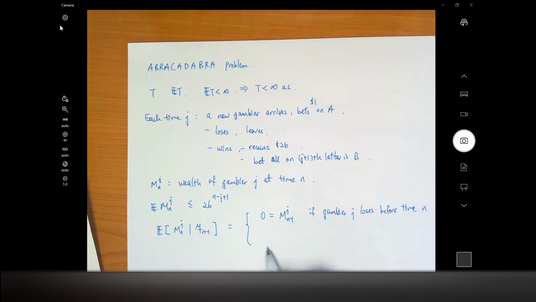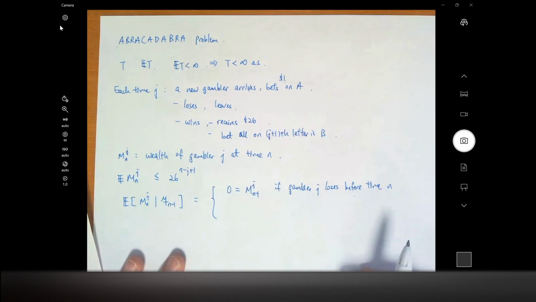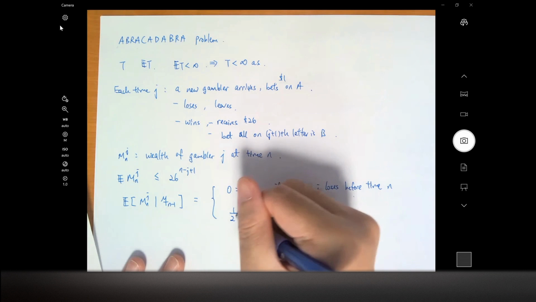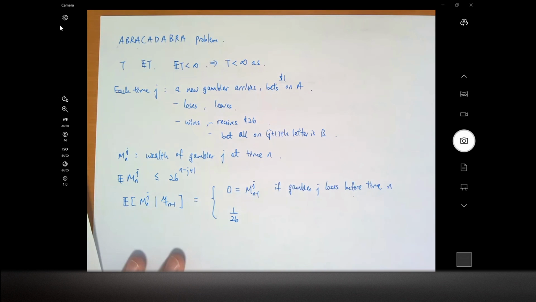But how about if he doesn't lose before time n? So he's still in the game at time n. Then there's a probability that he can lose, and there's a probability that he will win, with 1 over 26 probability he will win. But for him to win, if he hasn't lost before time n, that means he has won all the time, starting from time j all the way. Otherwise, if at any point he loses, he will have already gone out, and will be 0.